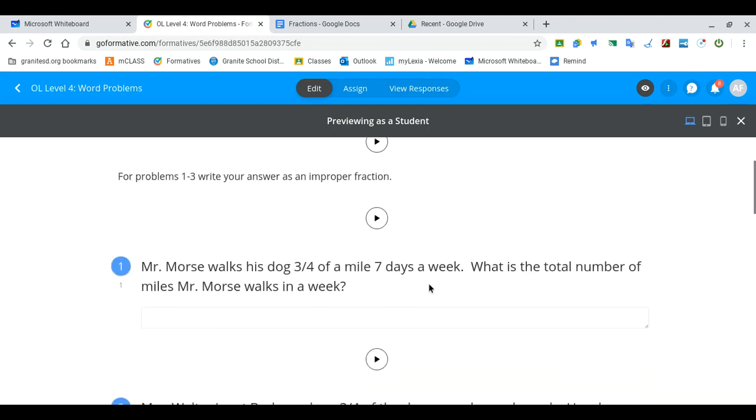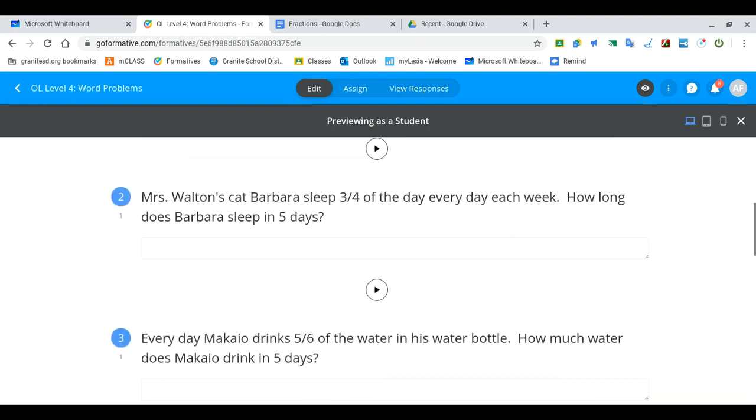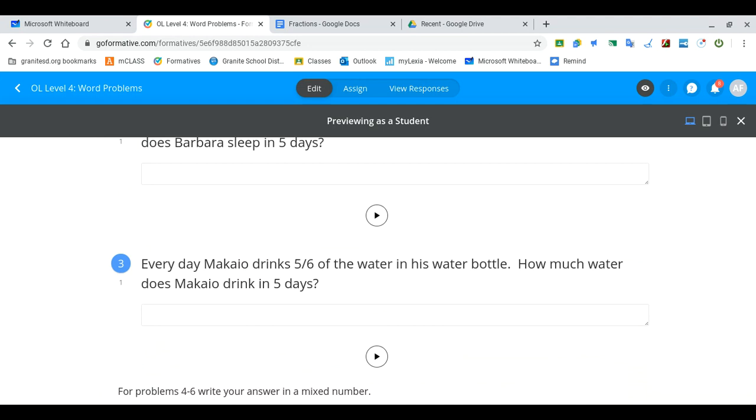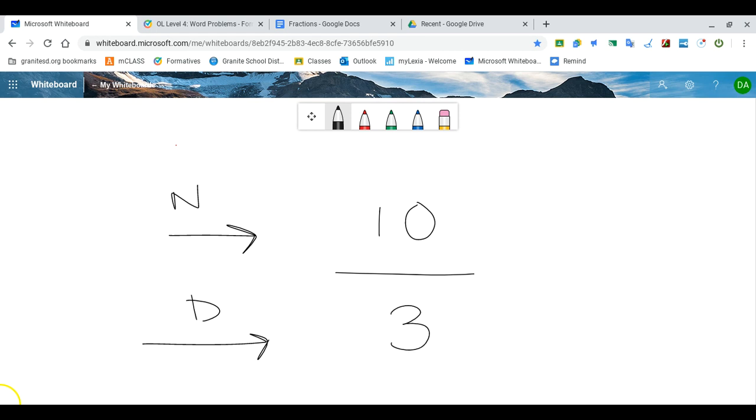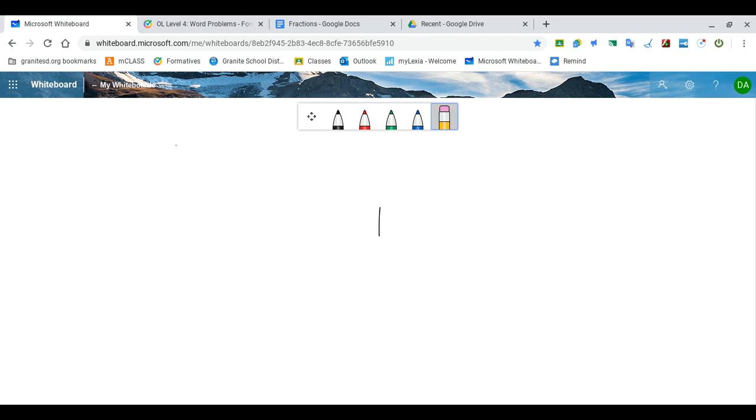So what that means is on number 1, number 2, and number 3, your answer is going to be written in the form where your numerator, or your top number, so N for numerator and D for denominator, is going to be larger than your denominator. 10/3 is an improper fraction. This is a good example of something that you might see on number 1, 2, or 3.